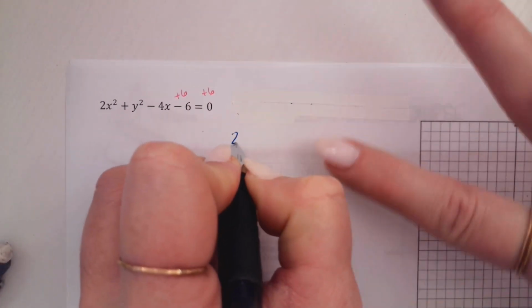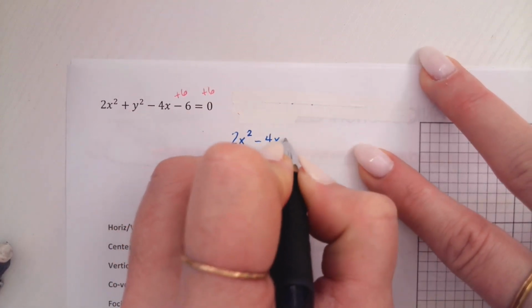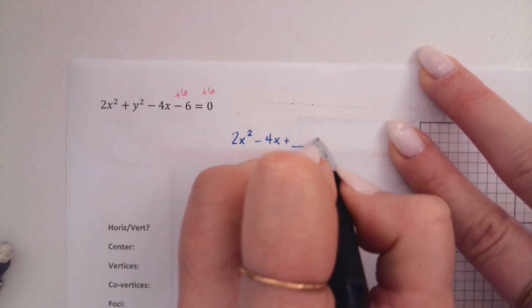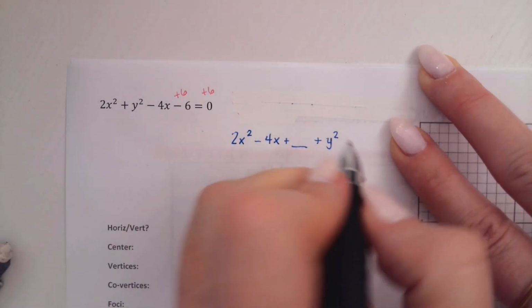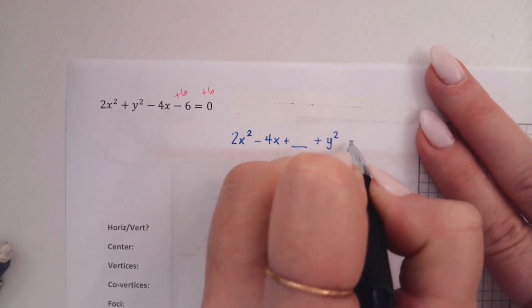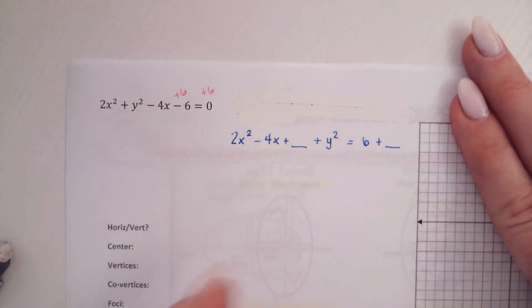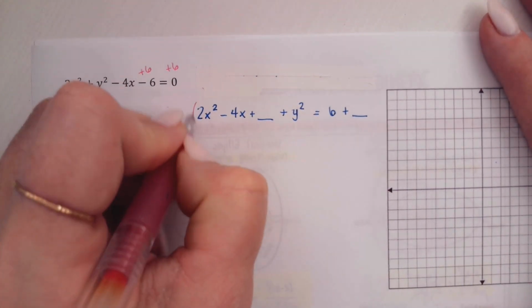2x squared minus 4x plus blank. And now the y is the one that doesn't have the matching pair. Thank you for noticing that. My brain just was like, no, letters don't exist. And then on the right-hand side, I'll have that 6 and my blank again. Okay, now I know the x's are in a group together.